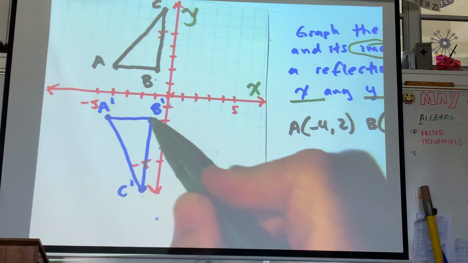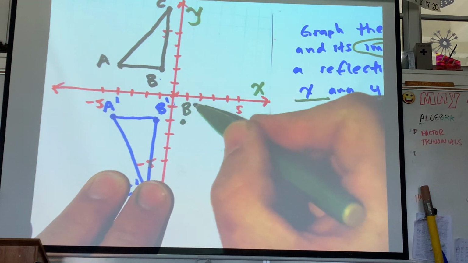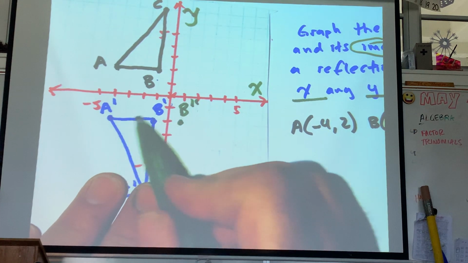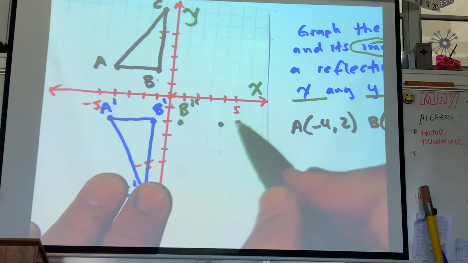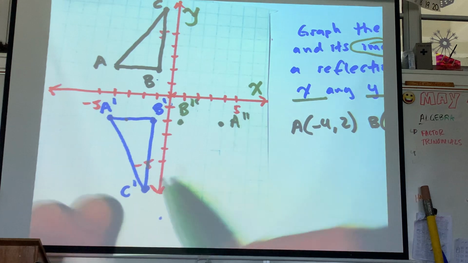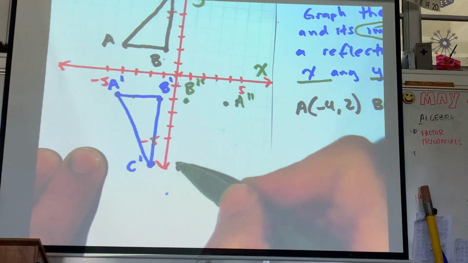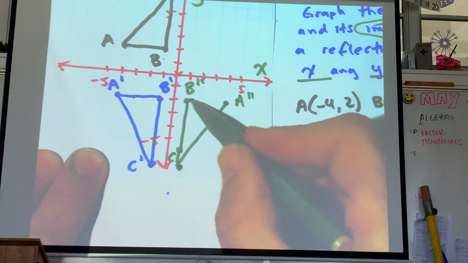I'm going to start with B and go 1 to the line, 1 out. There's B double prime. I put 2 little marks there. A, 1, 2, 3, 4, and then 1, 2, and then 1, 2, 3, 4. There is A double prime, and C was 1 away, and I'm going to make that one 1 away. There's C double prime. So there's my 3 triangles.